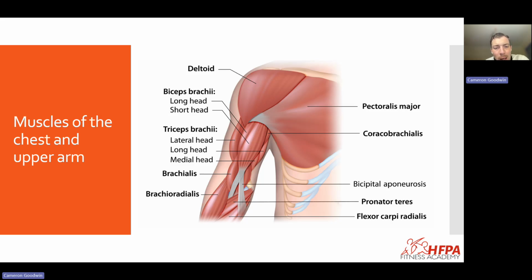Looking at more muscles of the upper arm as well, you have the coracobrachialis. And then, of course, over here, we have your chest with your pectoralis major, and then you also have your pectoralis minor. It isn't depicted on this diagram specifically.